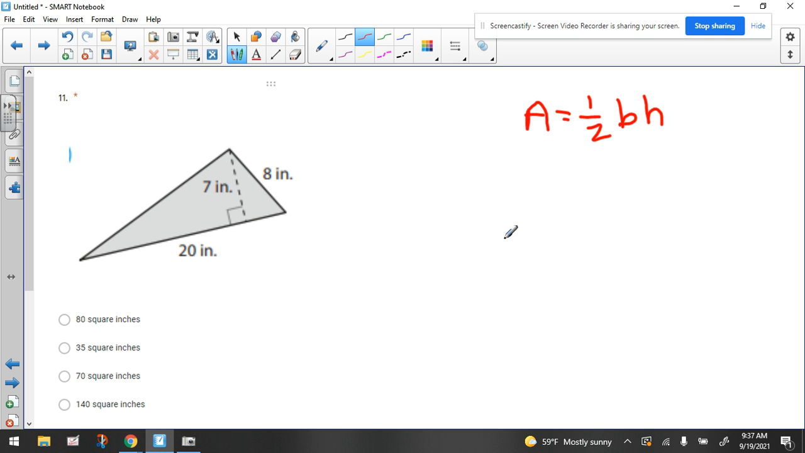And the thing that people forget when they throw a bunch of numbers at you, you don't always use all of the numbers. So let's just write down the formula for a triangle, which is area equals half of the base times the height. When you're trying to find which number's the base and which number's the height, what I recommend you do is you want to look for that perpendicular symbol. And here it is. See right here?